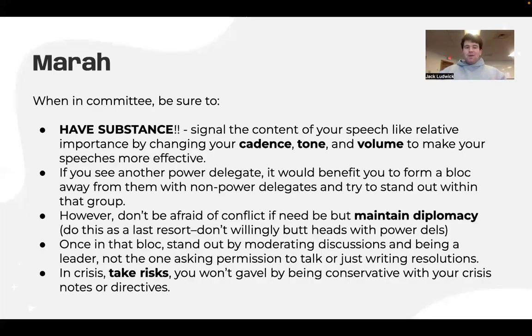Mara said, when in committee, be sure to have substance. Signal the content of your speech, like relative importance, by changing your cadence, tone, and volume to make your speeches more effective. If you see another power delegate, it would benefit you to form a block away from them with non-power delegates to try to stand out within that group. Don't be afraid of conflict if needed, but maintain diplomacy. Do this as a last resort. Don't willingly butt heads with other people or power delegates.